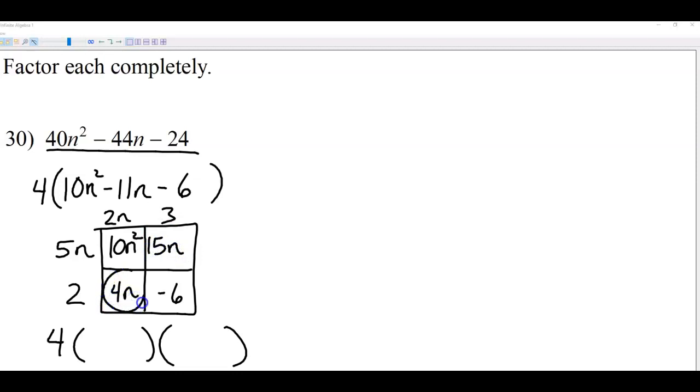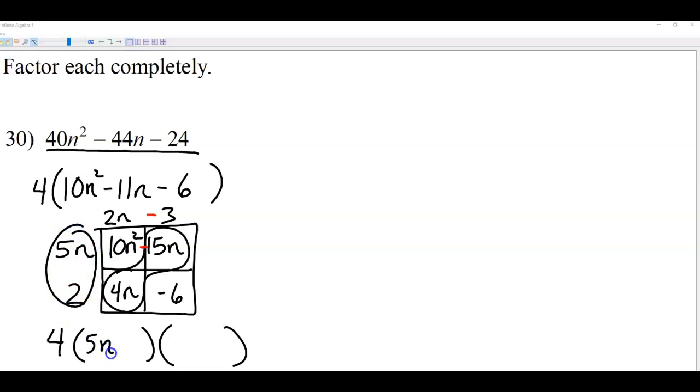Is there a way I can combine 15n and 4n to get 11? Or negative 11, I mean. Yeah. If the 15 is negative, then I can get negative 11. So that means this 3 would be negative. And now we have our answer.